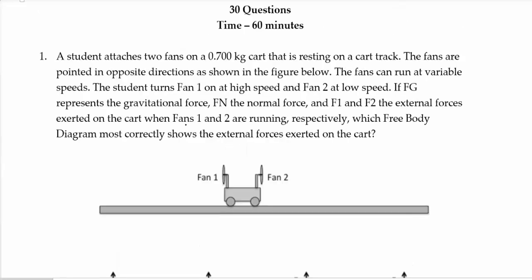Number one, a student attached two fans on a 0.7 kilogram cart that is resting on a cart track. The fans are pointed in opposite directions. The fans can run at variable speeds. Let me say this is A, and this is towards B. If we turn off fan 2 and put on fan 1, in what direction will this thing move, towards A or towards B?